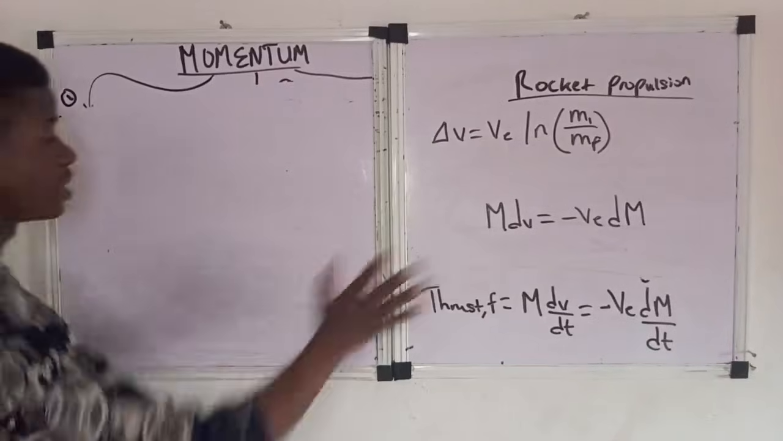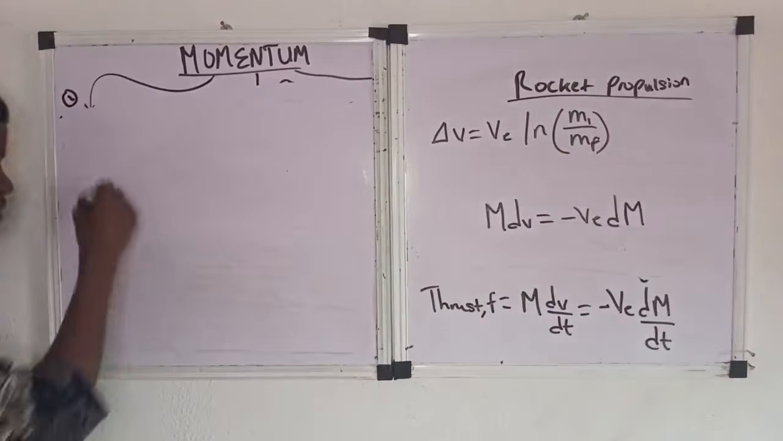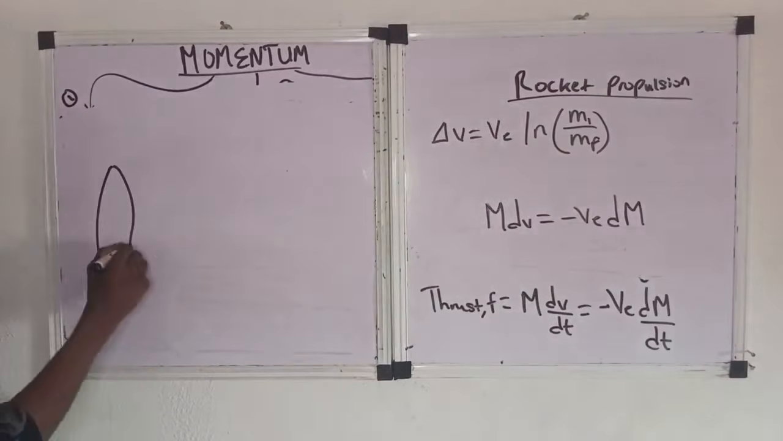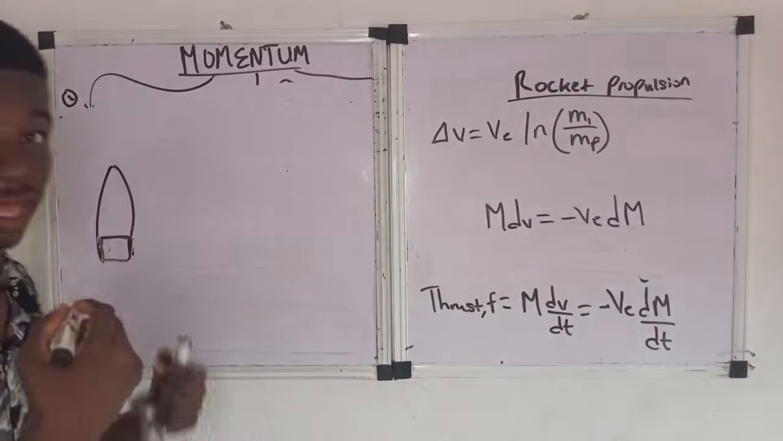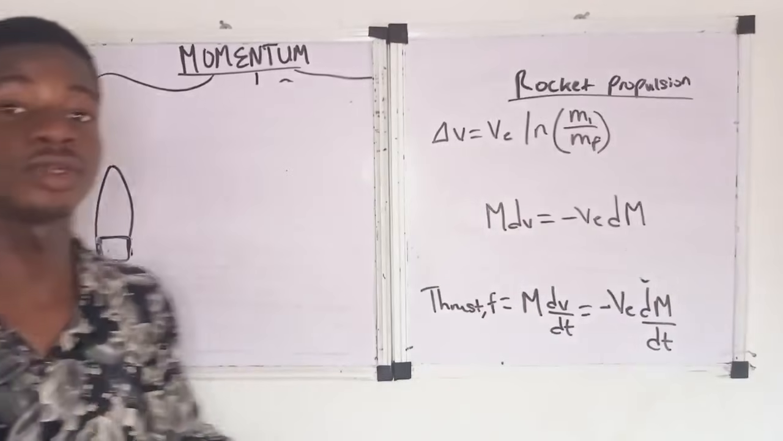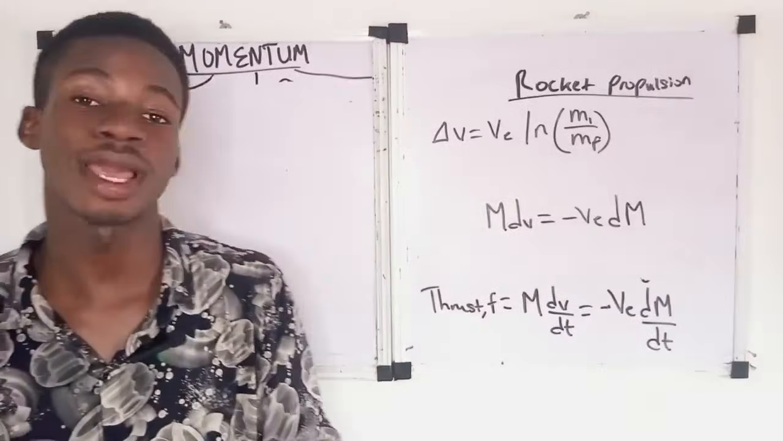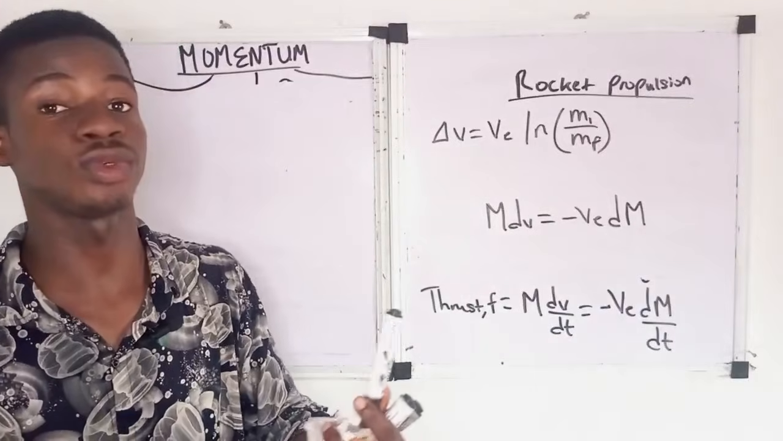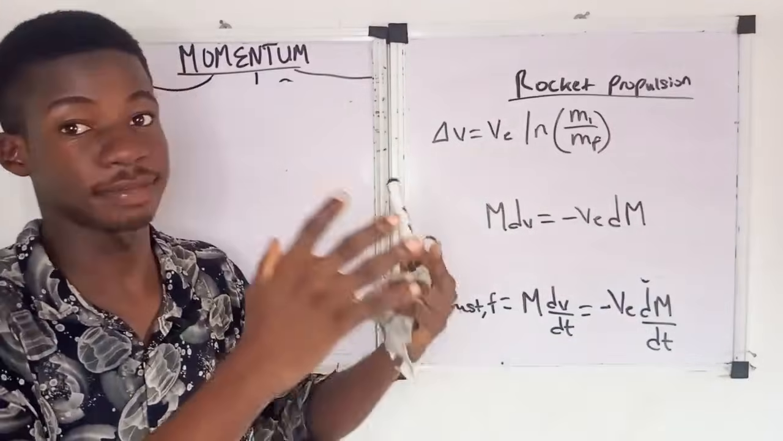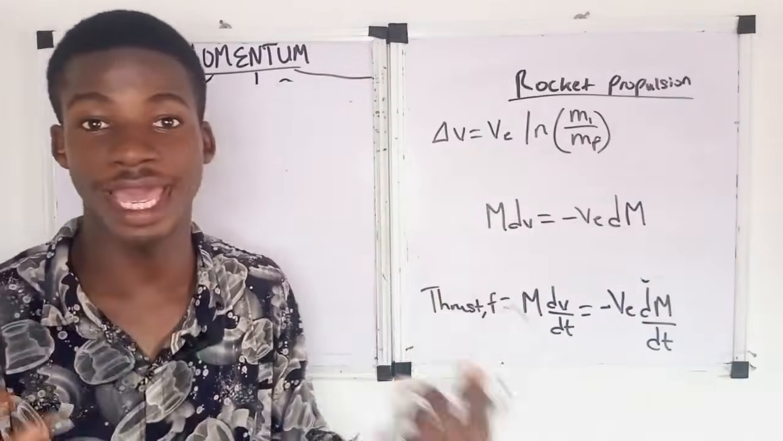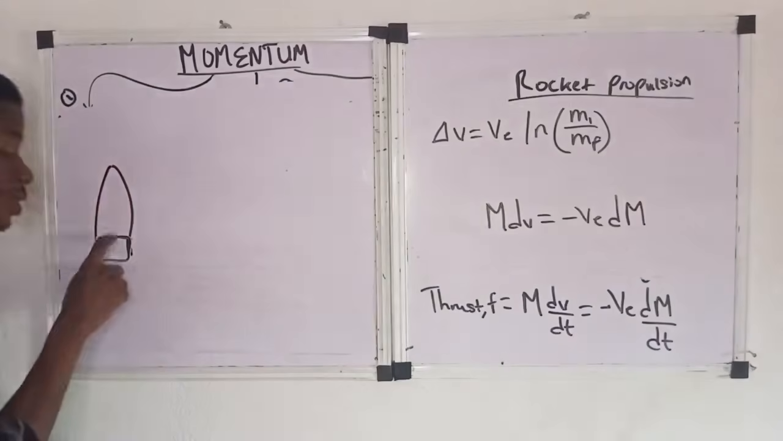Let's explain everything now. Let's say this is a rocket, and this is the part that contains the fuel. Remember, rockets usually use liquid fuel. That is in space, because in space there is no air. So that is why they usually take liquid fuel with them.